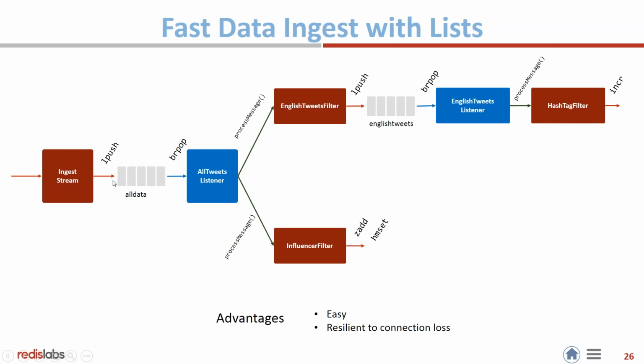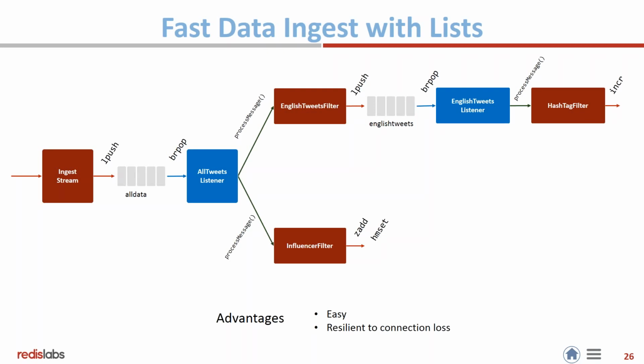So I'm doing an L push, or left push, and there is a listener called all tweets listener, and this does a BRPOP, or a blocking right pop. And it pops all the data, all the messages that come from the list. And this listener allows other objects to register. So this is my design here. I'm allowing objects to register for all tweets.